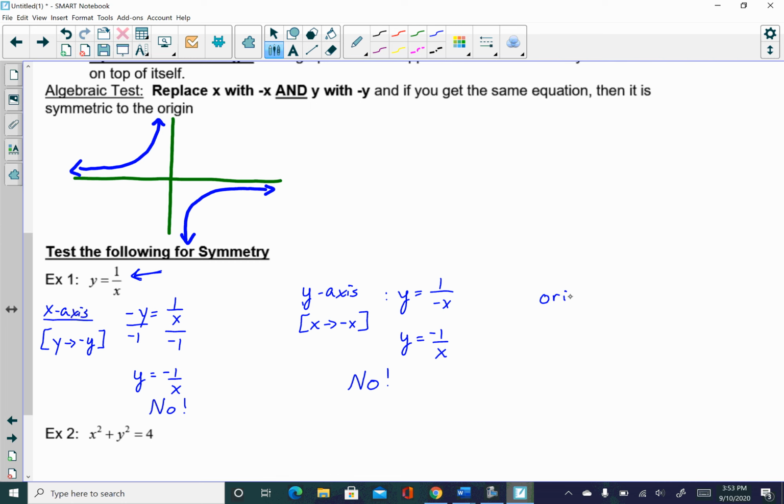And lastly, let's look at the origin. Remember the origin said that you take x and make it negative x, and y with negative y. Do both. And if we get the same function, then we are symmetric to the origin. So in our case here, we're going to have negative y equals 1 over negative x. We want to clean this up, so we're going to divide by negative 1. Cancels out and becomes a positive y. Over here, a negative divided by a negative gives me a positive. So this is indeed the same as the original given function. So yes, in this particular case, we are symmetric to the origin.